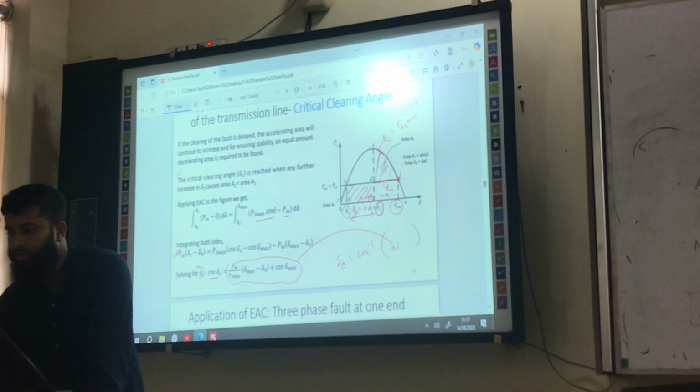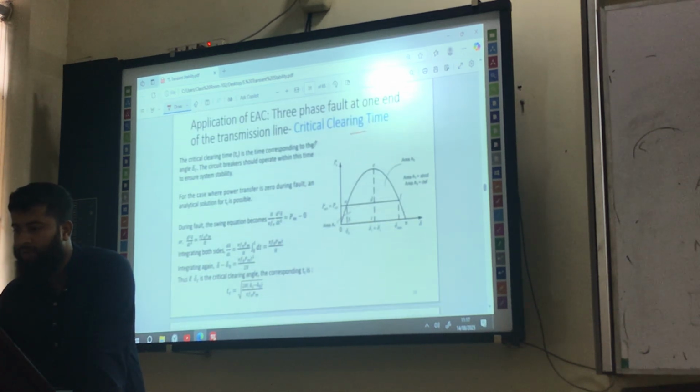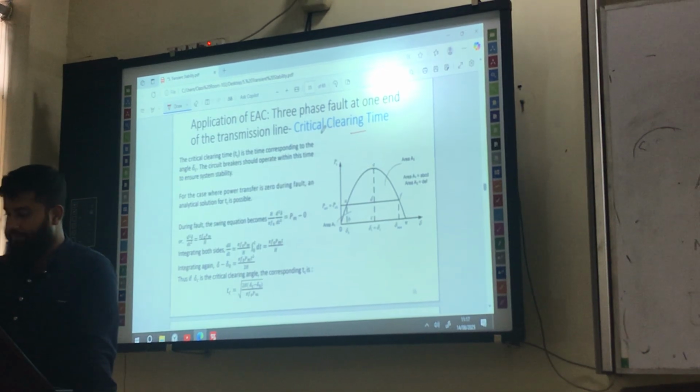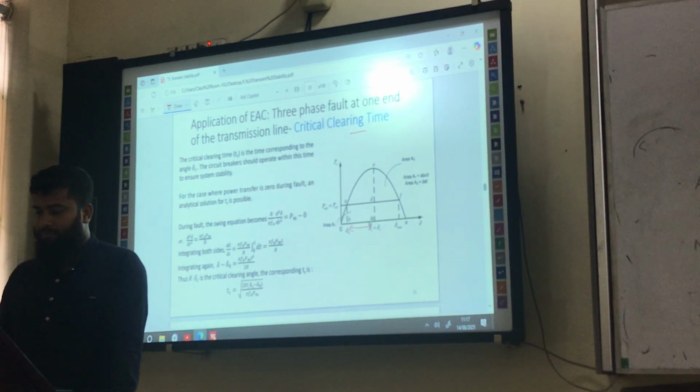So now we will use this term and try to understand it. What is the delta? This is the critical clearing time, or the time to clear the fault, that is the time in between this. This is represented in terms of the delta angle, right? But how can we convert this delta into time? That is important.